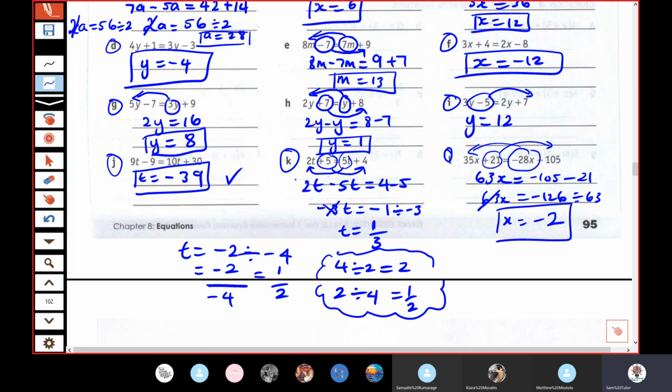Anyone want me to go through anything else in detail? It looks like just that fraction one was the only one that really got a few of you. But anyone else want me to go through anything? No. Okay.